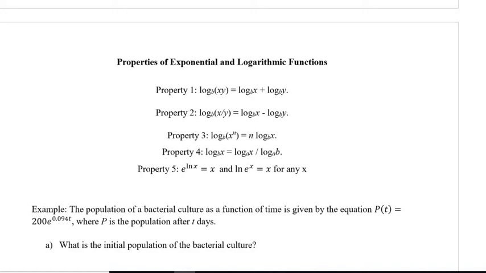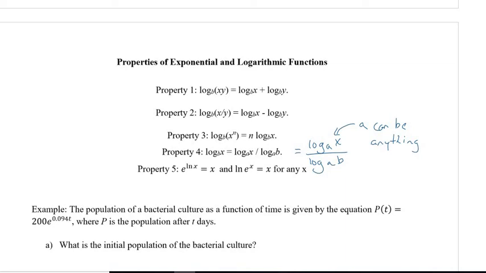Property 4 says that if we have a logarithm base b of x, then we can just make a fraction out of that, and on top we're going to have the log base a of whatever's inside the logarithm and the log base a of the base. And don't worry about the a value. As it turns out, a can be anything, as long as it's the same base for both the logarithms.